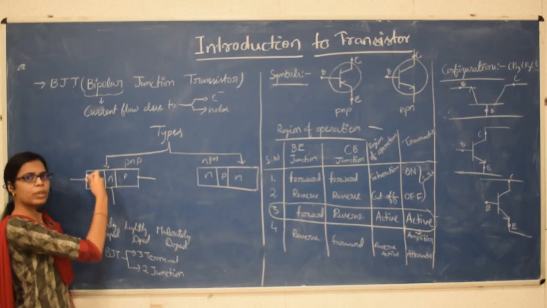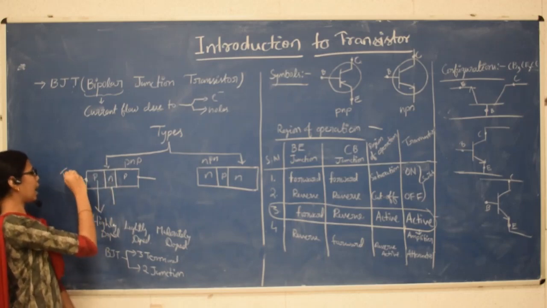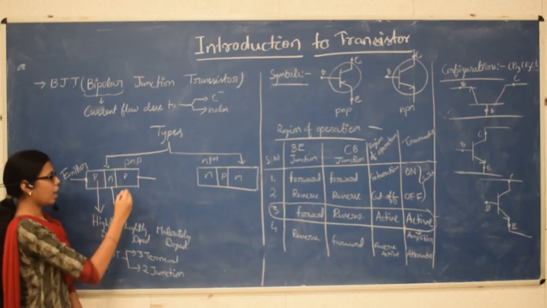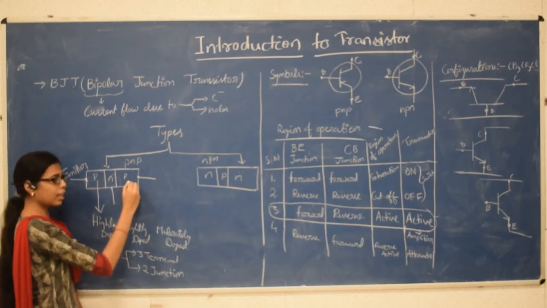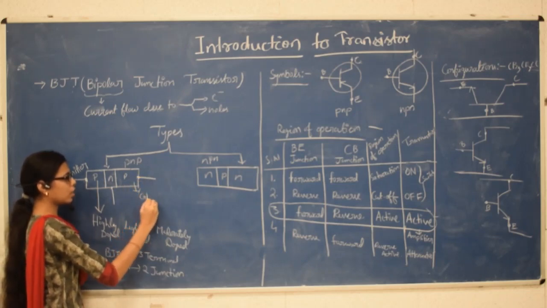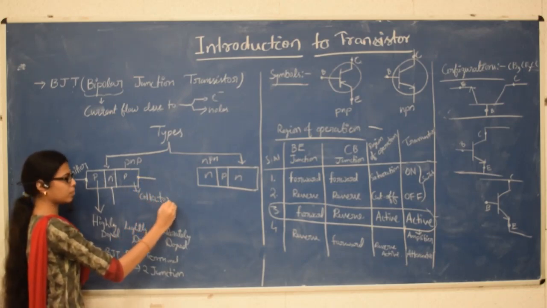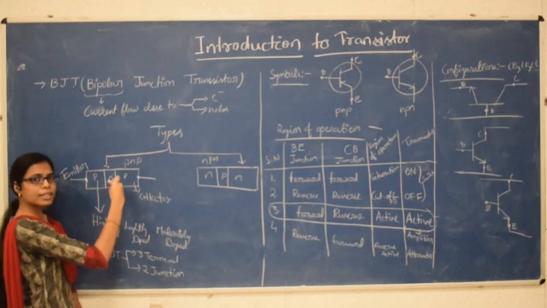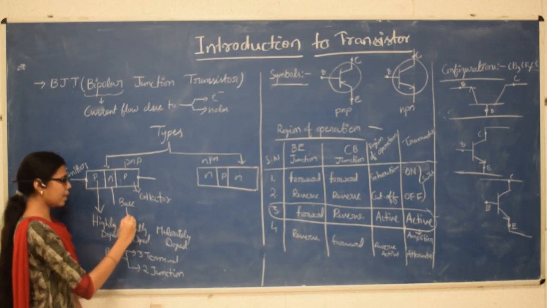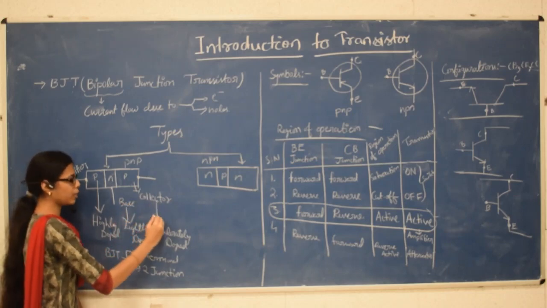The highly doped region is called the emitter. And the region that is moderately doped is called the collector. And the region that is sandwiched between these two regions is called the base. And the base is lightly doped.